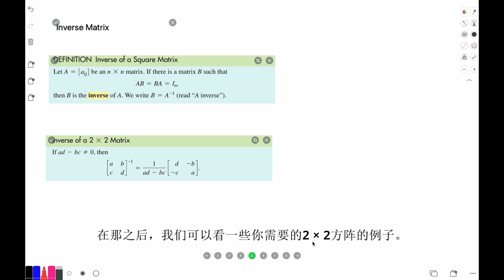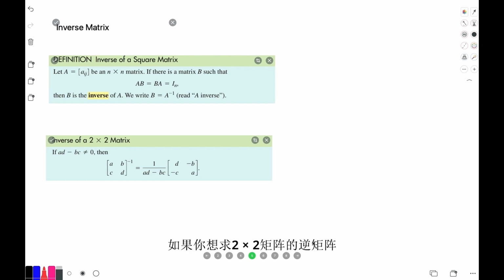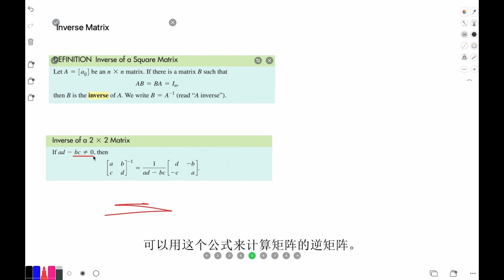After that, we can look at some examples of the square matrix. For a 2 by 2 matrix, if you want to find the inverse, you need to find the determinant of the 2 by 2 matrix first. But if the determinant of the 2 by 2 matrix equals 0, this matrix doesn't have an inverse matrix. So we need to satisfy this requirement, and then we can calculate the inverse of the matrix by using this formula.